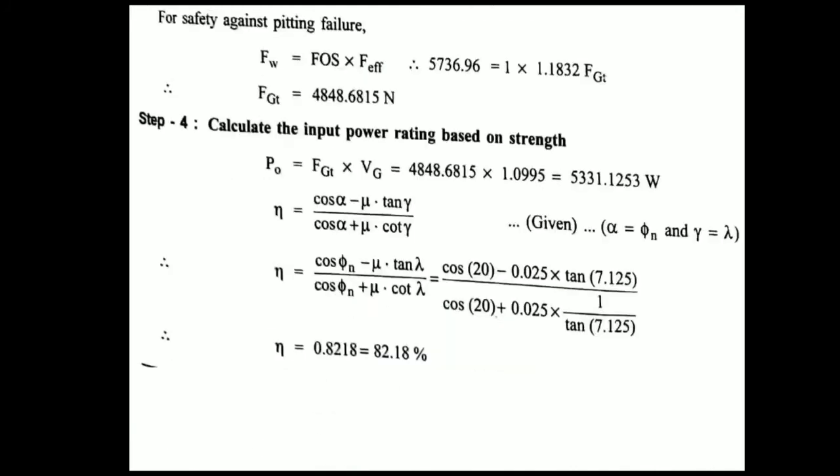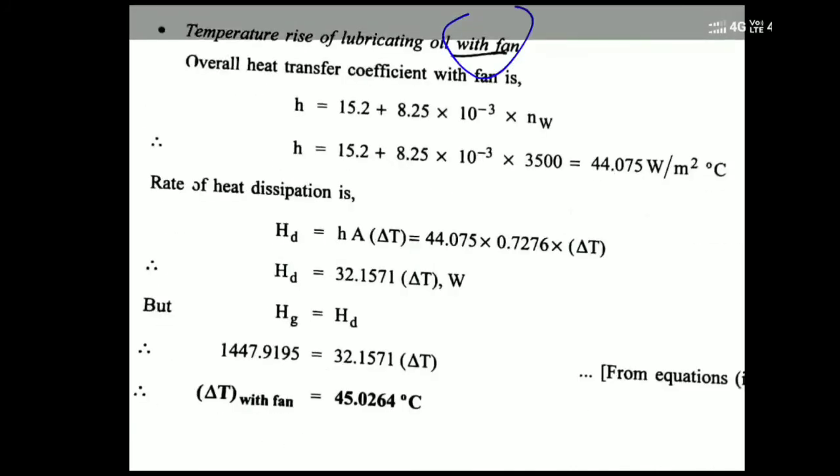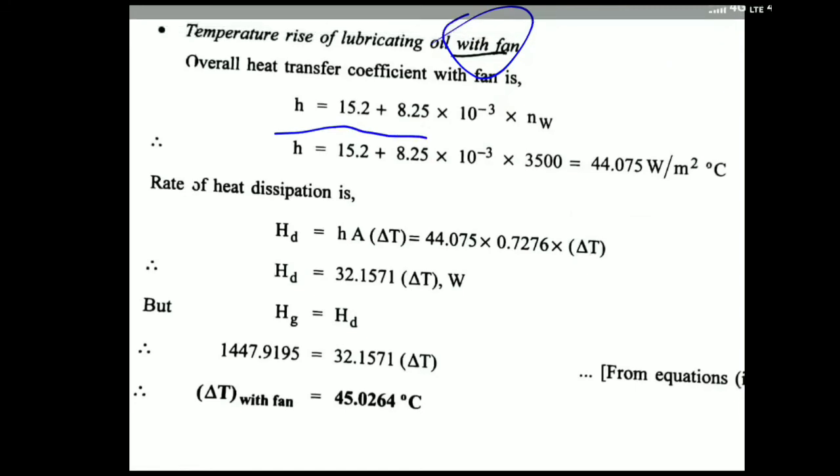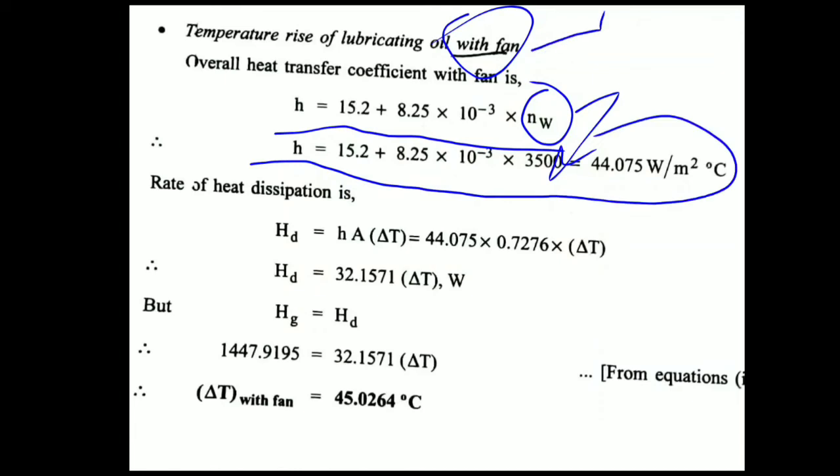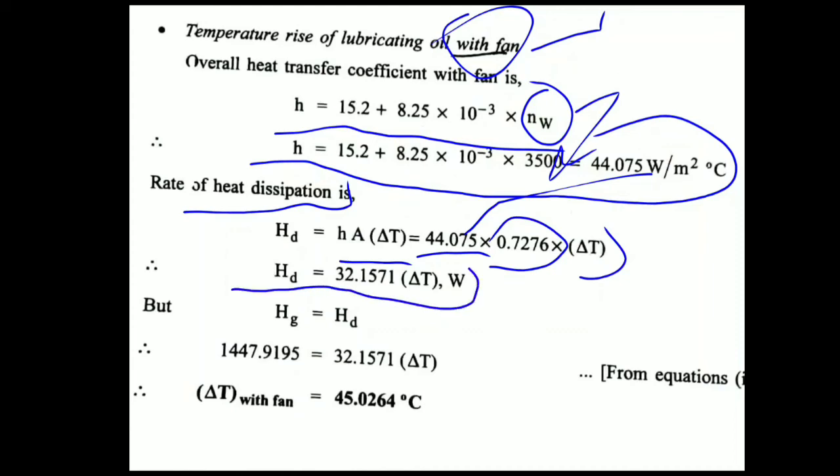So first of all, take with fan. The value is this, they have given, nothing to do, so just kept as it is. Instead of that, they have mentioned NW, we have calculated 3500. So by putting this, the overall heat transfer is 44 point something for with fan, correct? And for that heat dissipation, HA delta T, H is known, we have calculated here. Area also we have calculated. Delta T is not known right now, therefore heat dissipation is in terms of delta T. Now we'll have to compare heat generation and heat dissipation.